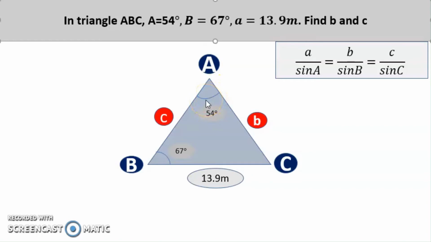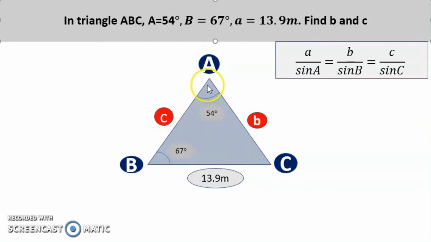In this triangle, we are given angle A to be 54 degrees and side a to be 13.9 meters. That means our small a is 13.9 meters. We are also given angle B to be 67 degrees. We are asked to find b. We don't know angle C, and we are also asked to find side c.